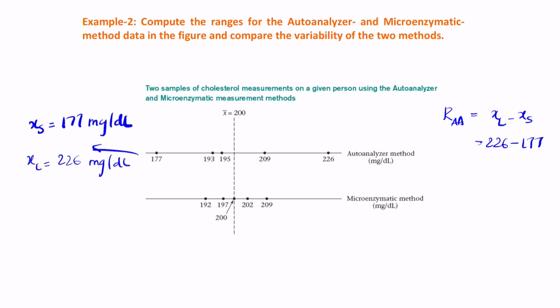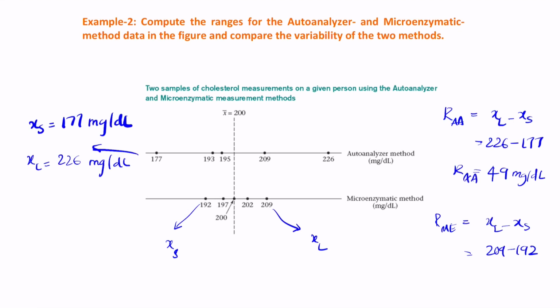Next, here 192 becomes XS and 209 becomes XL. So our microenzymatic method becomes XL minus XS. Here it becomes 209 minus 192. So the first value is 226 minus 177. That gives you a total of 49 milligram per deciliter. So the range has the same units as that of the observations.